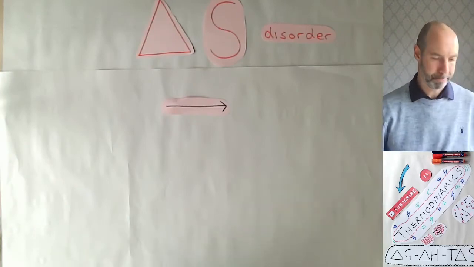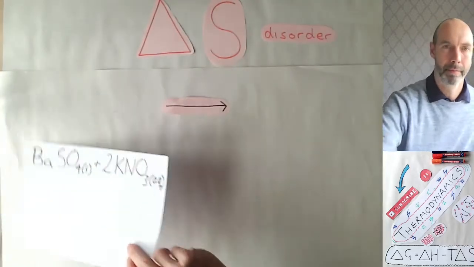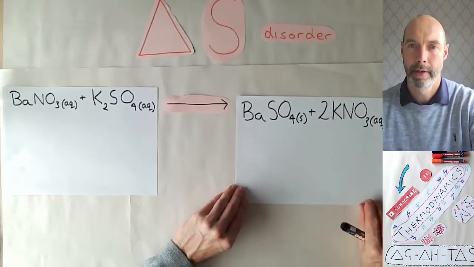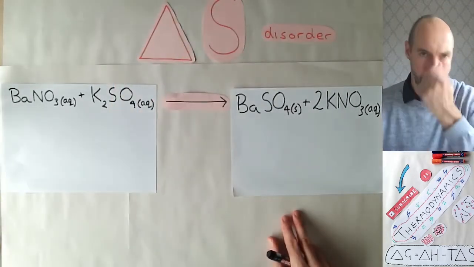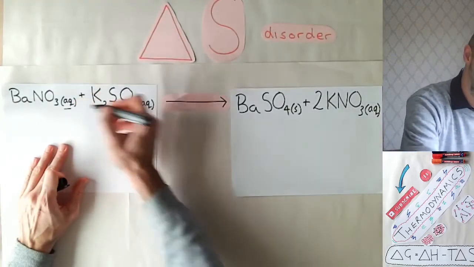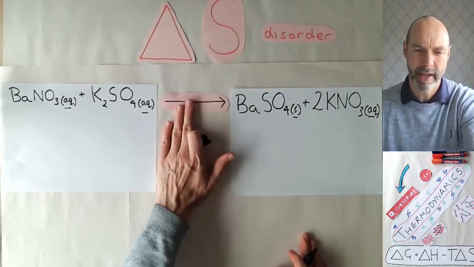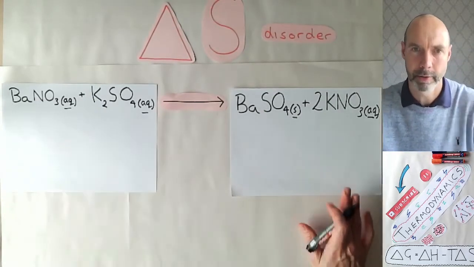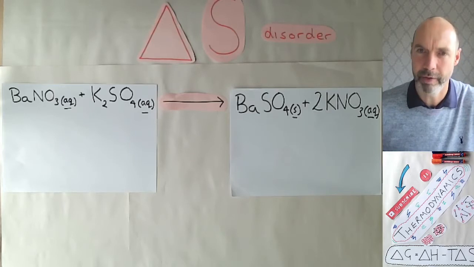Next one then. So let's have a look at this change here. The first thing we have to look for are state symbols. So let's take a look at the state symbols first off. Aqueous, aqueous, solid, aqueous. So the first thing I notice is there's no gases involved here. So unfortunately the king of disorder is sitting this one out. But we do have quite a lot of aqueous, quite a lot of solutions.